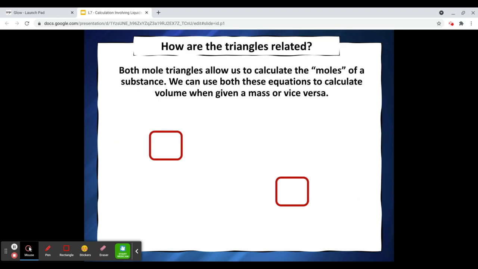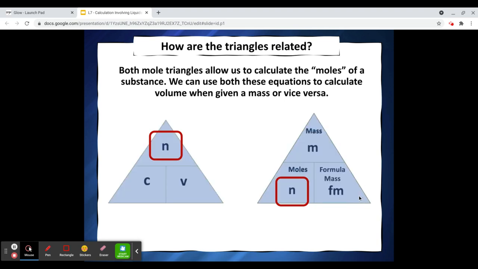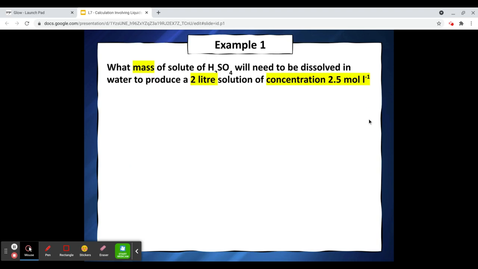So, both mole triangles allow us to calculate the moles of a substance. We can use both of them to calculate a volume when given a mass, or vice versa, if you are given a volume, you can calculate the mass. Why is this? Because the number of moles appears on both triangles. So, if you're given the mass, you can calculate the formula mass to get N. You can then calculate the volume if you were given the concentration, because N is going to be the same on both triangles. So here is the first example.